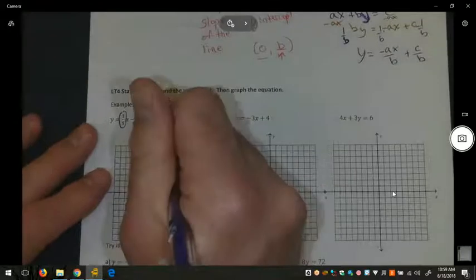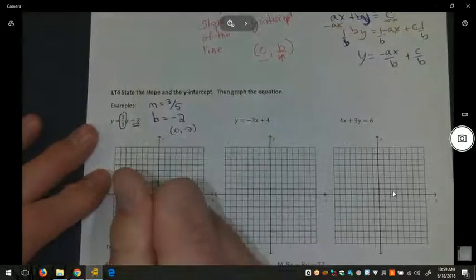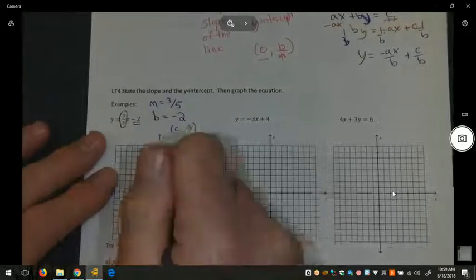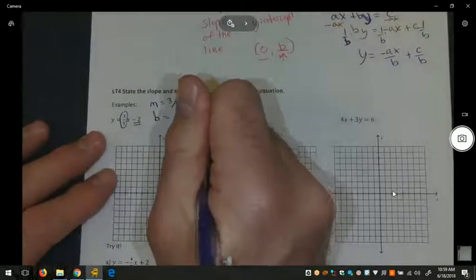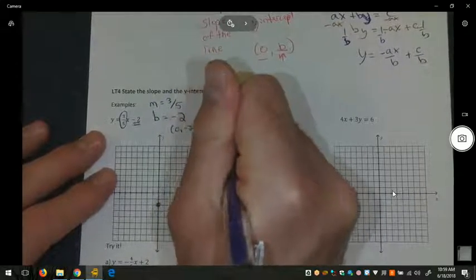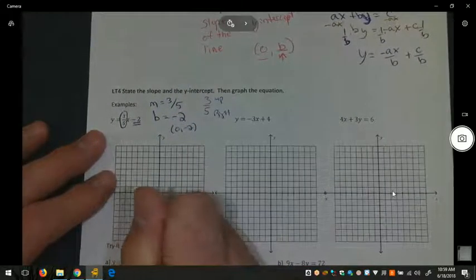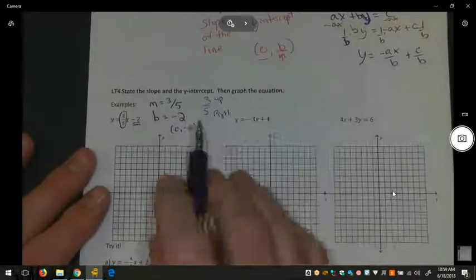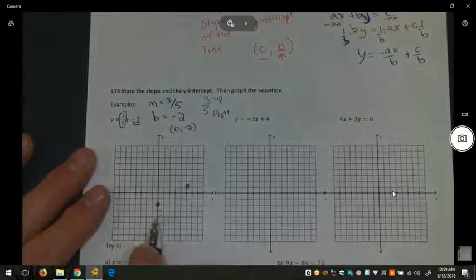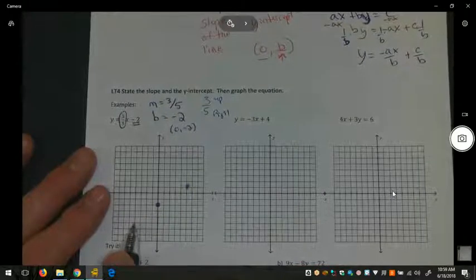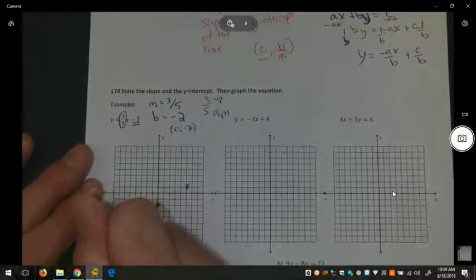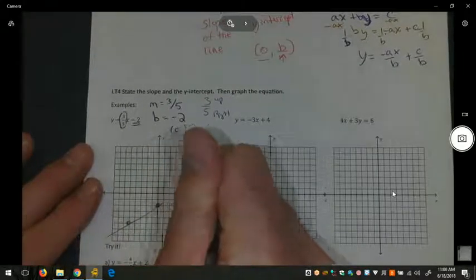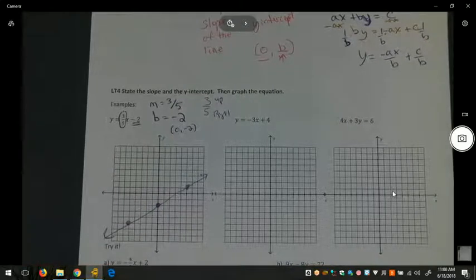To graph this, I will start at the y-intercept, 0, negative 2, as my point. And I will follow the slope of up 3, right 5. 1, 2, 3, 1, 2, 3, 4, 5. I could also reverse that slope by going down and left. Down 3 and left 5. Use a ruler or straight edge to connect my points, and I have my line graphed.